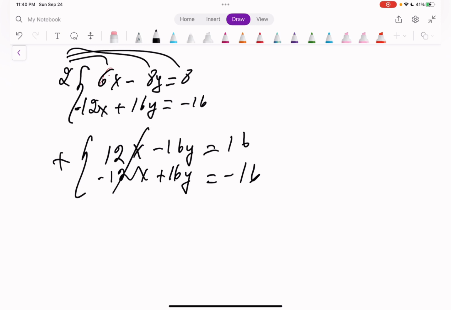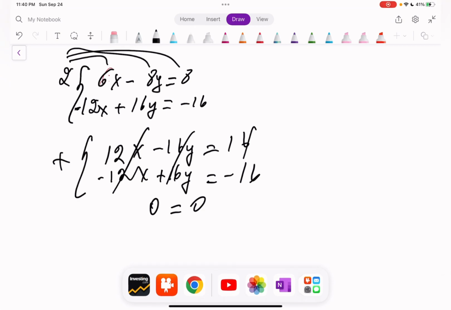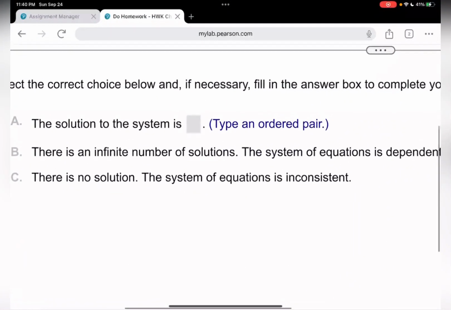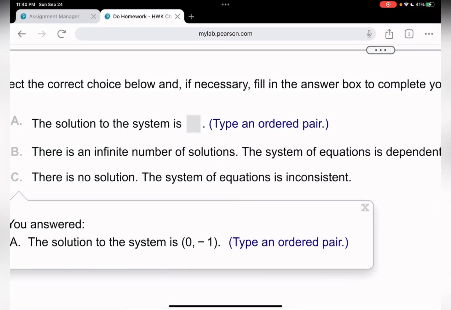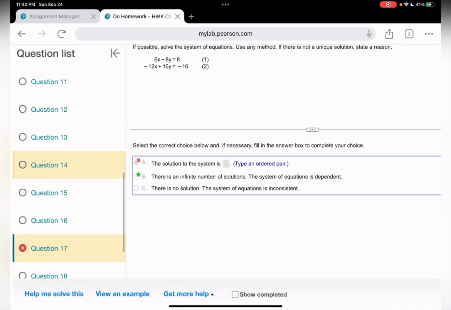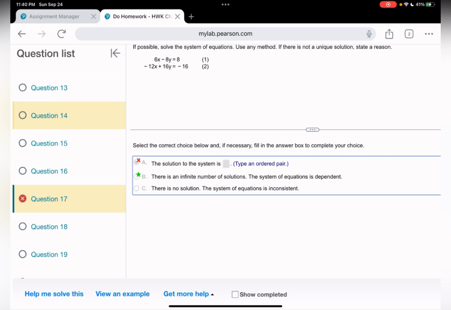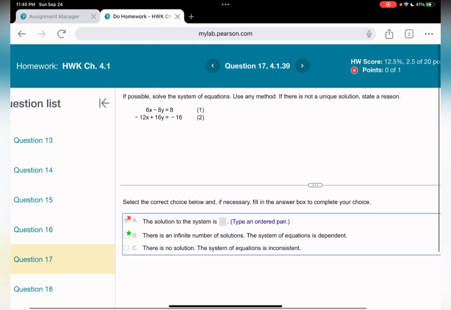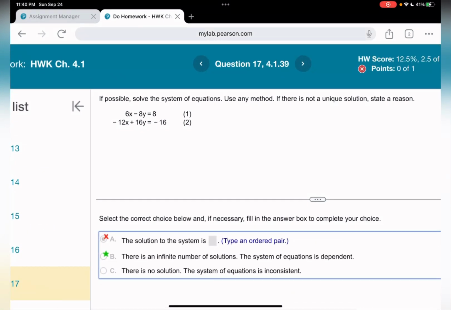This is gone, this is gone, this is gone. We are getting 0 equals 0. When you are getting 0 equals 0, or 5 equals 5, 3 equals 3, then that means we have an infinite number of solutions. And there we go. There is an infinite number of solutions. All right?